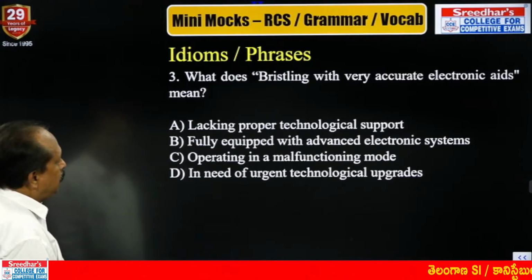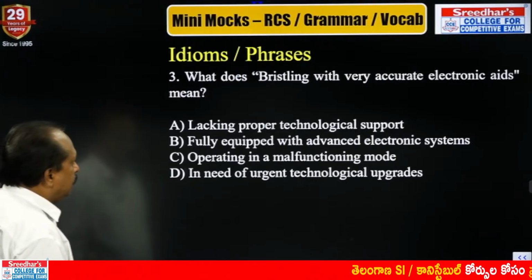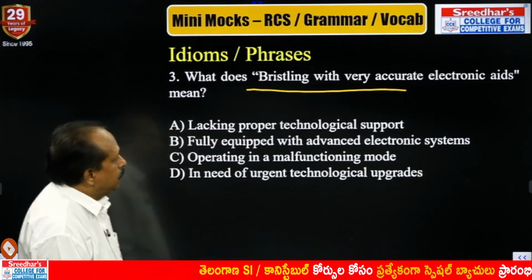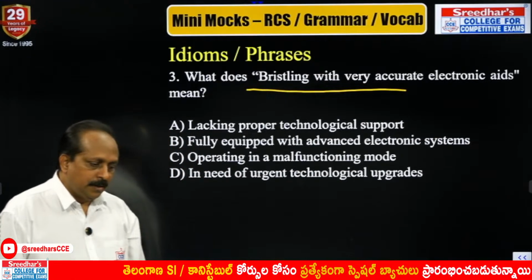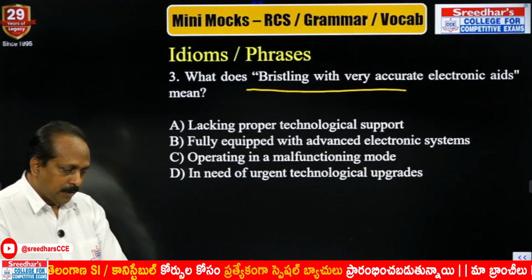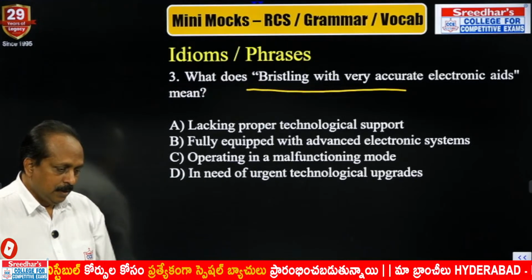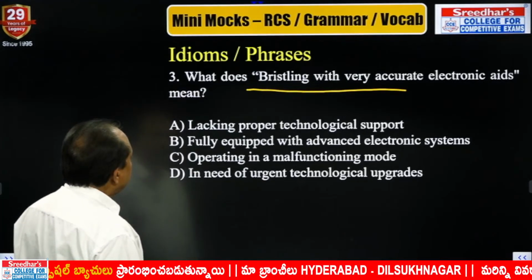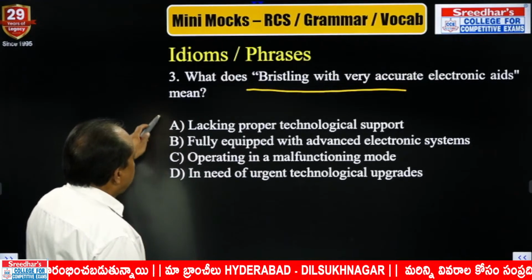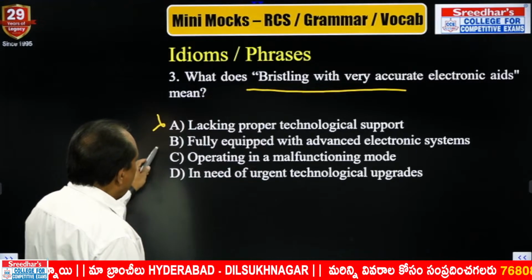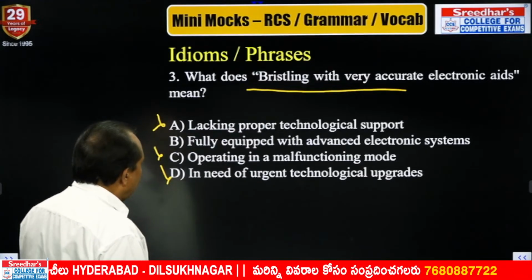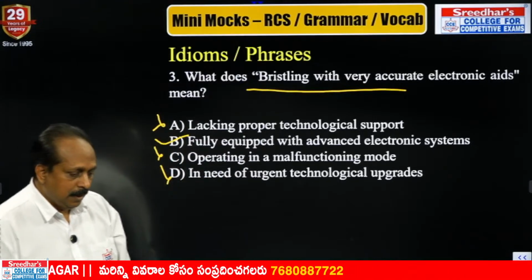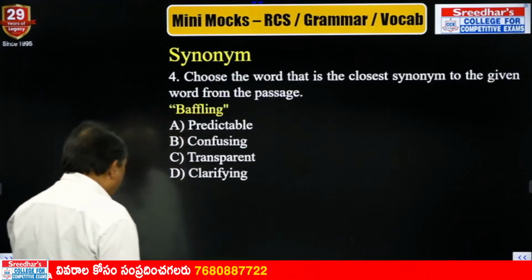What does bristling with very accurate electronic aids mean? There's another important expression. Bristling with accurate, very accurate electronic aids. What does it mean? So many students have got it right. Sanjay, Naidu, Maleshwari, Likhita, Murli. Wonderful. 3 is what? Lacking proper technological support, operating in a malfunctioning mode, in need of urgent technological upgrades, no. Fully equipped with advanced electronic systems. B is the answer, very good. You guys got it right.